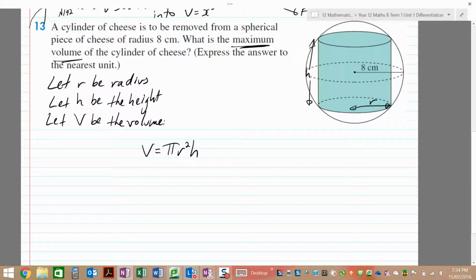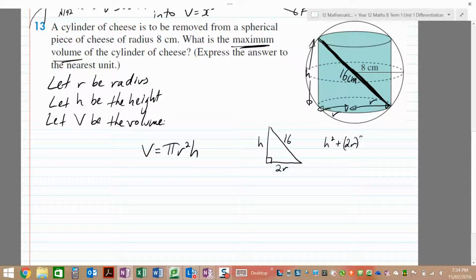And now I just want to find some relationship between r and h. The way I'm going to find this relationship is by looking at my diagram and recognizing that because there's symmetry, that is going to be the diameter of the sphere. This bold line that I've drawn is 16 centimeters, and we can form a right angle triangle there to find the relationship between the two variables. So I've got this triangle that has 16 centimeters, has h here, and has 2r down here. I can use Pythagoras, since there's a right angle, because it's a right cylinder, to write this relationship: h squared plus 2r squared equals 16 squared.